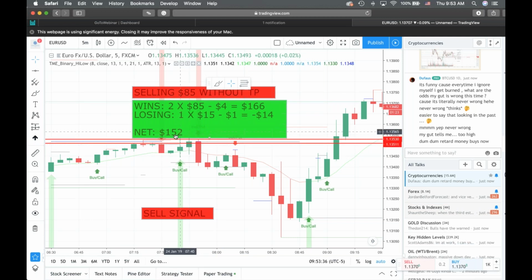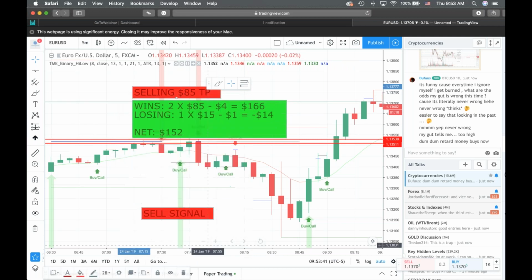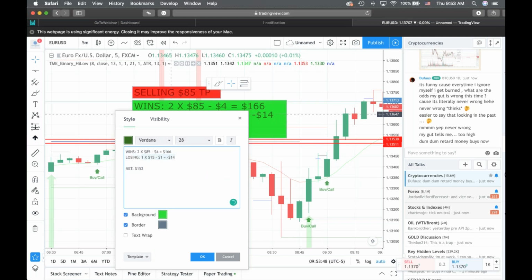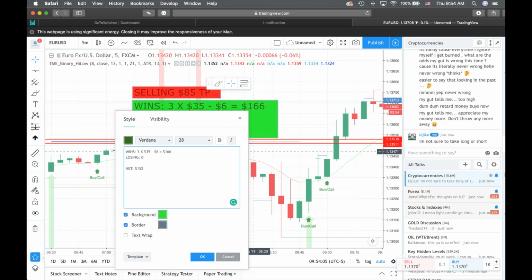Okay, if you would have scalped, so with TP, sell 85 with TP, you would have had probably just 3-0. The losing trade would be 0 and the winning trades would be 3 times 35, minus, so minus 6. So looking at 35 times 3, that's 105, minus 6, that's 99. Okay, talking about a net of 99.